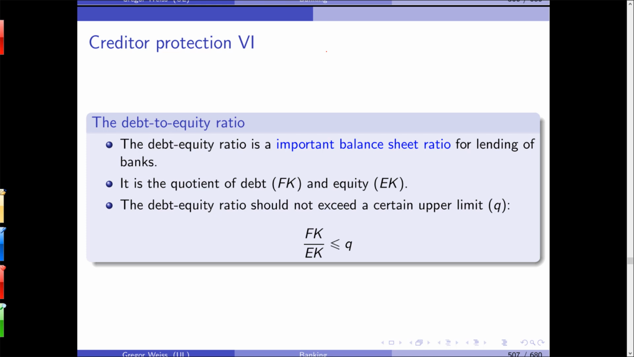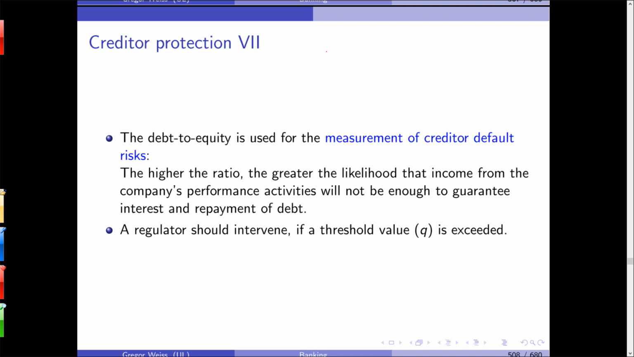So what we can do is start with the debt to equity ratio as a measurement of the risk of going bankrupt. Take debt over equity, and the debt to equity ratio has to be lower than a certain upper limit Q. What does it mean? Don't use too much debt, or vice versa. Always have enough capital, always have enough equity on your balance sheet. The debt to equity ratio is actually the starting point for many regulators. So the regulator should intervene if the threshold of the debt to equity ratio is exceeded, which means, bank, you have too much debt on your balance sheet, or you have too little equity.